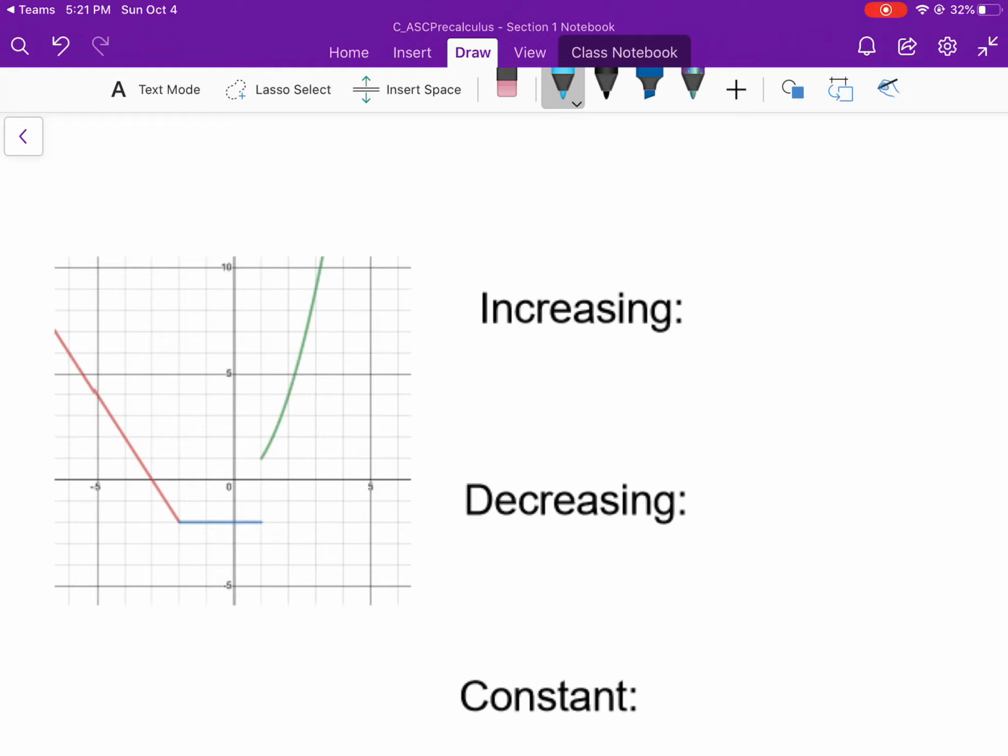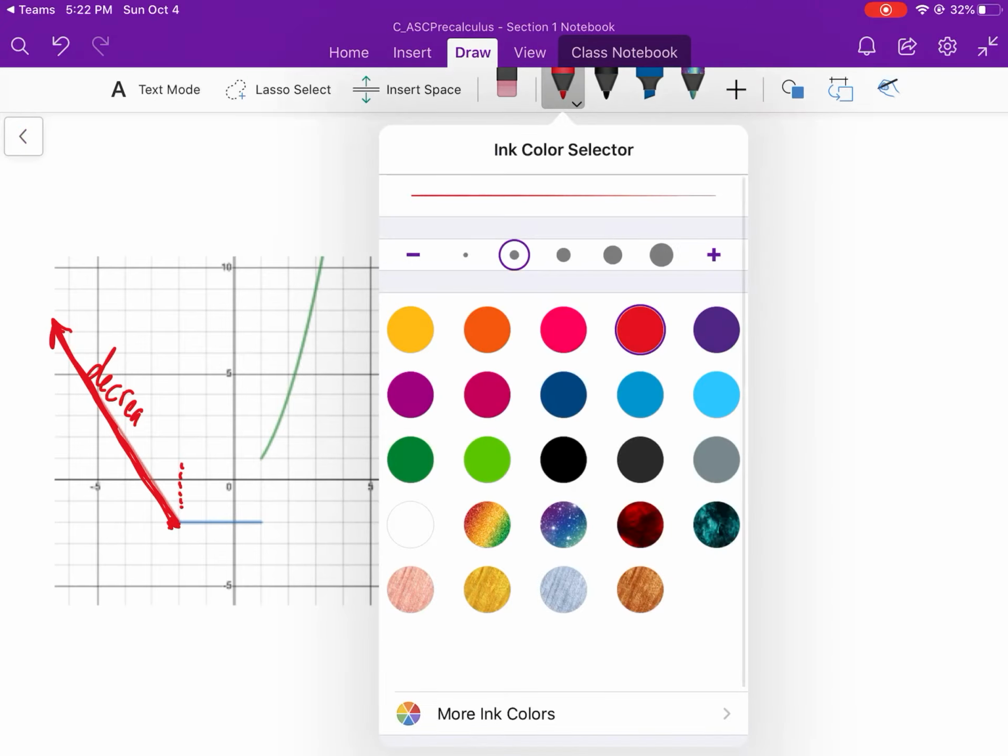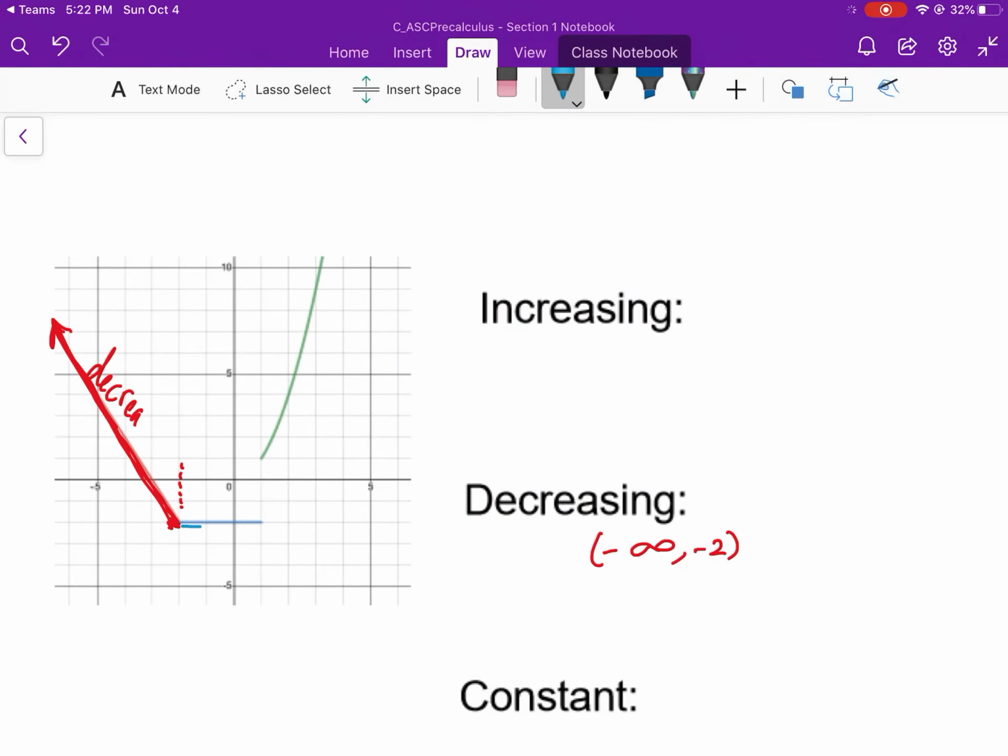So it looks like this first part here, which is red, looks like it's the decreasing section. So assuming it goes forever that way, which I don't know because I didn't put any arrows on it, it looks like decreasing from -infinity to, what is this x value? Right, -2.